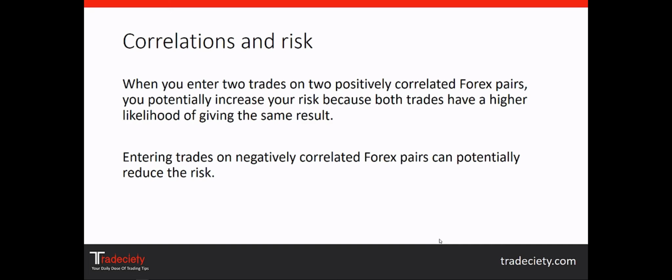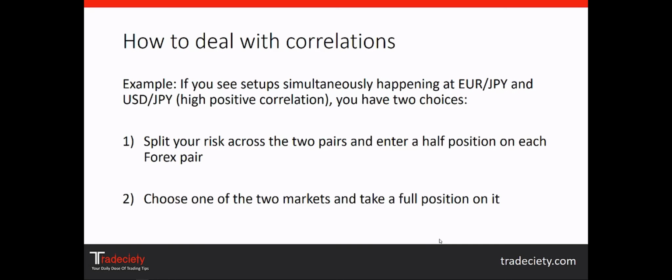And if you're not aware of how to manage your risk in such a case, you are just increasing your risk, because it looks more like you are entering one trade with a higher risk percentage than really having two separate trades. On the other hand, if you enter two long trades on two negatively correlated Forex pairs, it is more likely that one will end up as a winner and one will end up as a loser because they move in opposite directions, and that can reduce your risk because you're not as likely to realize the same outcome on both. So how do we deal with correlations in Forex trading?